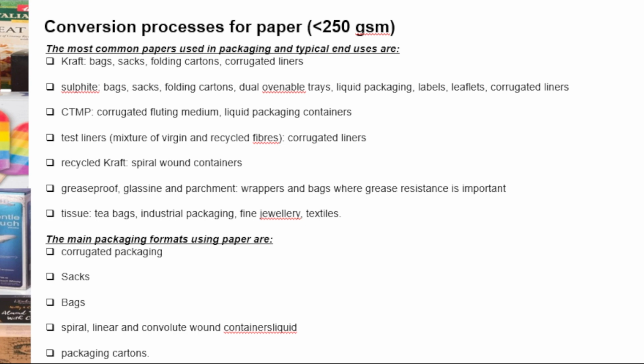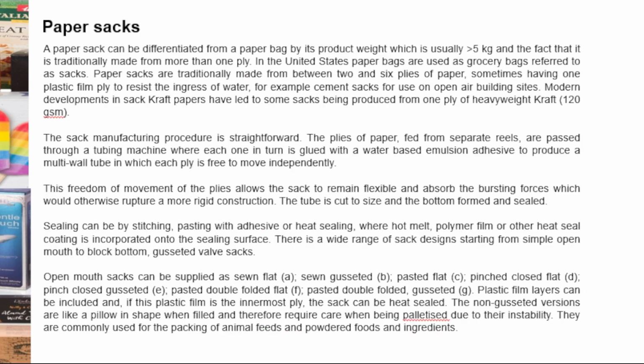Paper sacks. A paper sack can be differentiated from a paper bag by its product weight, which is usually above 5 kg, and in fact, is traditionally made from more than one ply.